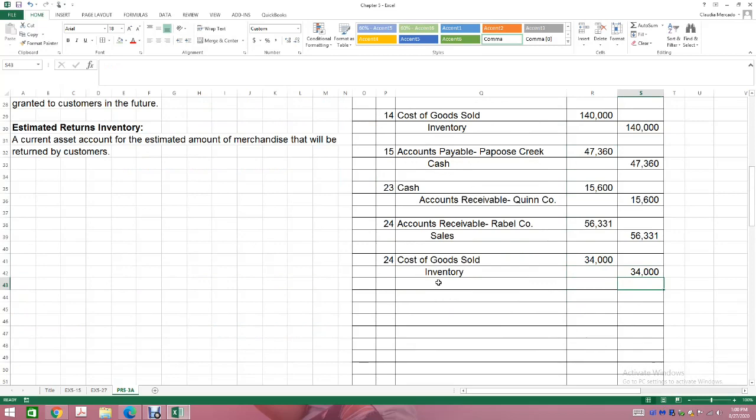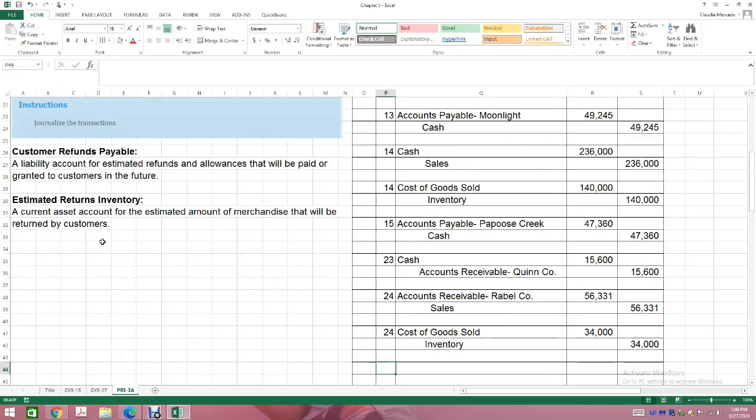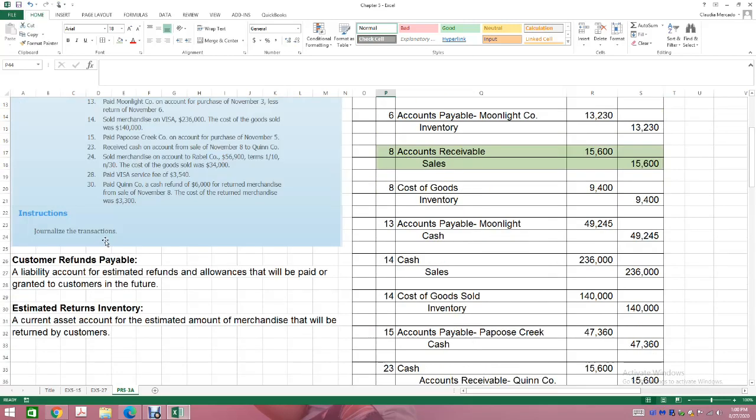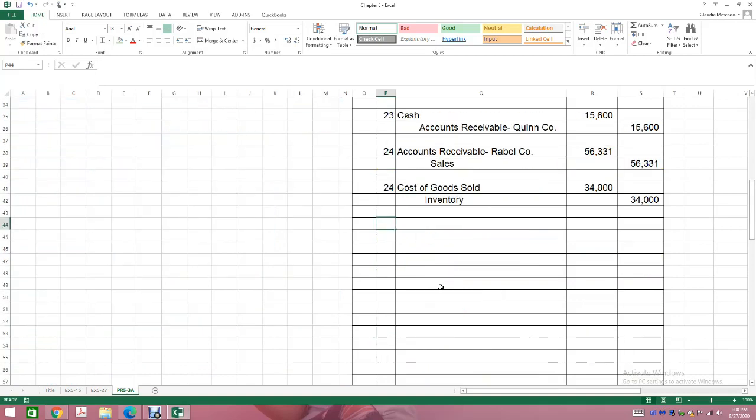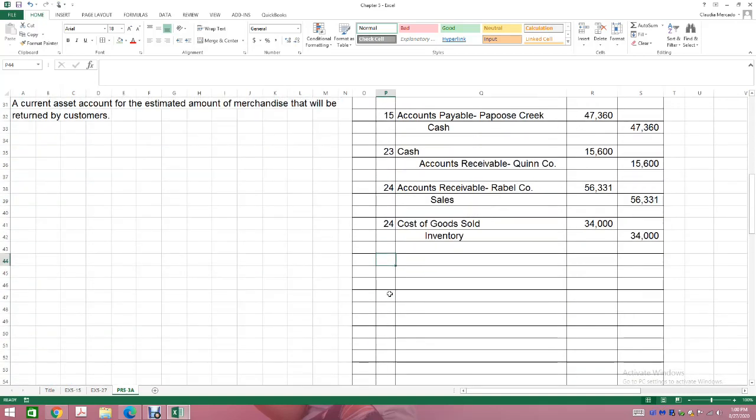That's going to update our cost of goods sold and our inventory account. Okay. So that happened on the 24th. On the 28th, you paid your Visa service fee of $3,540. Businesses get charged when customers use their debit or credit card. They get charged some kind of processing fee. The business is responsible to pay for those processing fees.